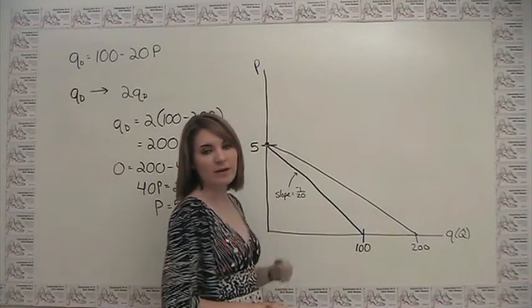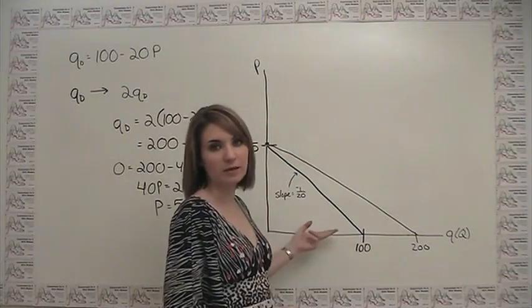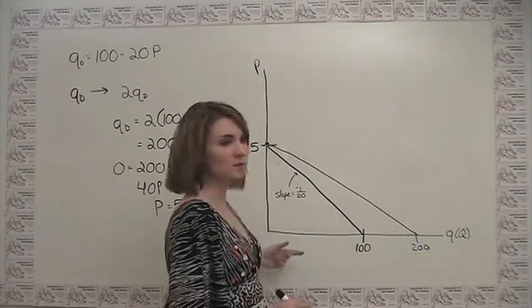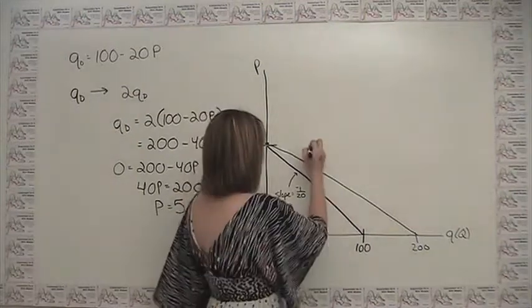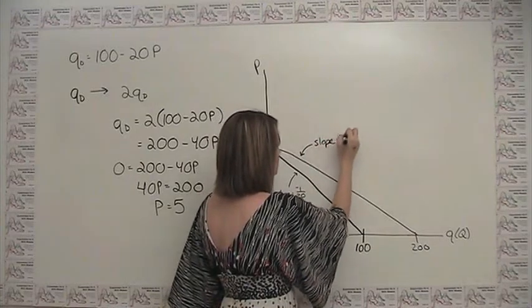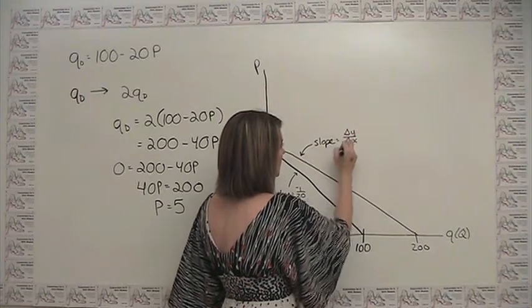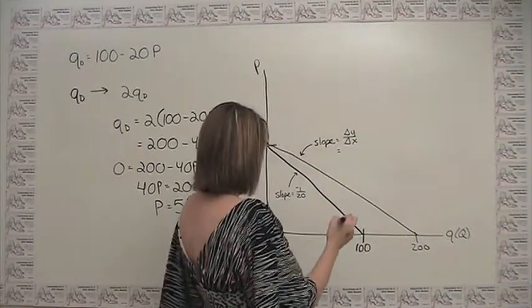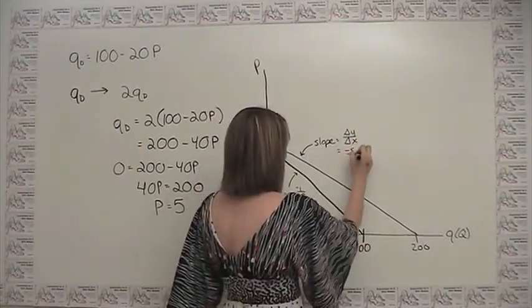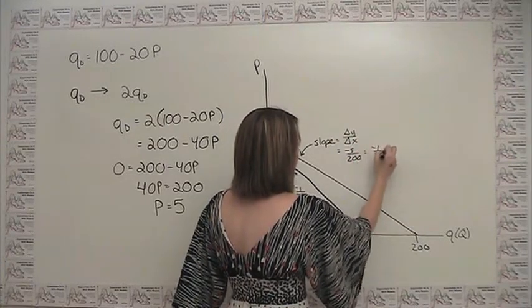Because we have a pivot rather than a strict shift, we actually do have a change in the slope of our demand curve. And we can calculate the slope of the new demand curve. We just say that the slope is equal to change in the y variable divided by the change in the x variable. In this case, it's negative 5 over 200, or negative 1 over 40.